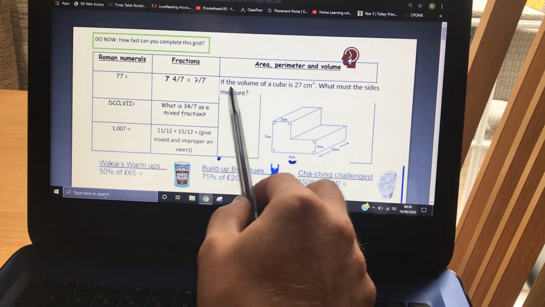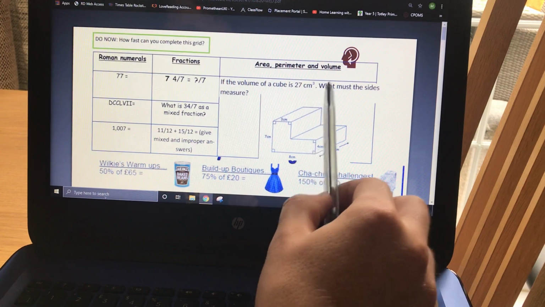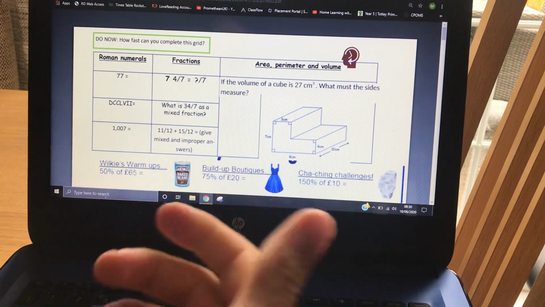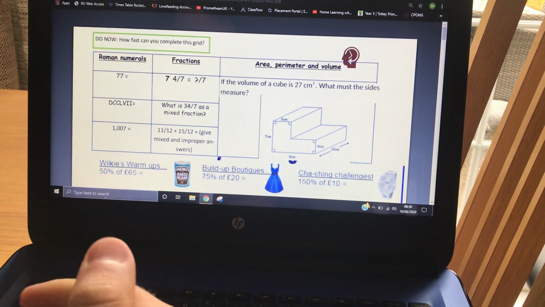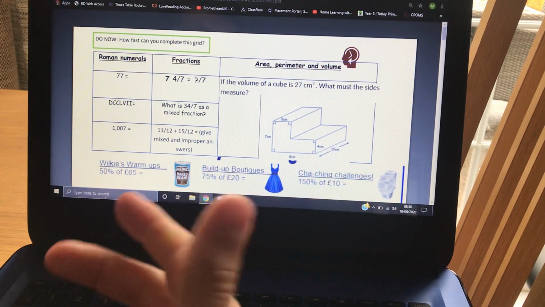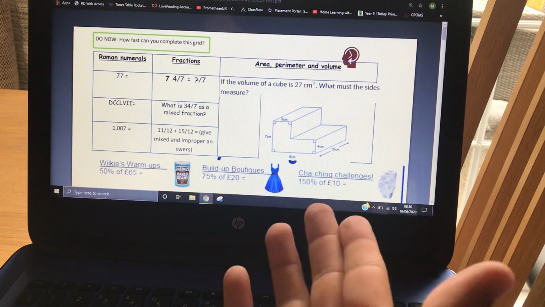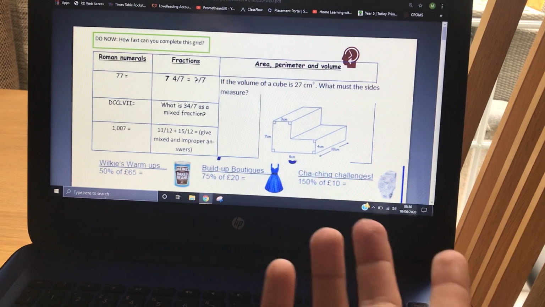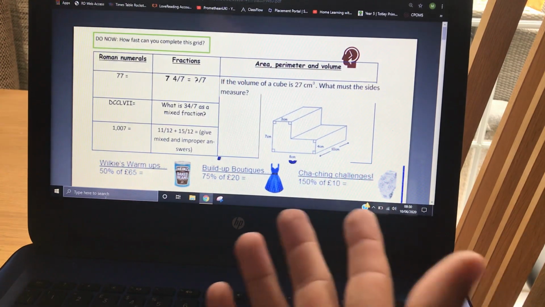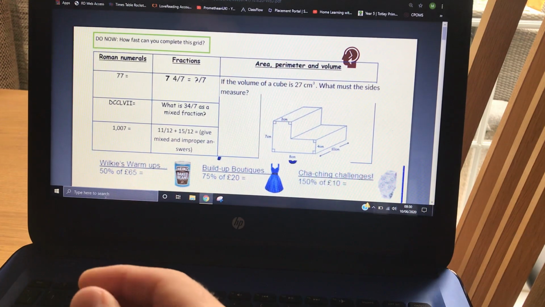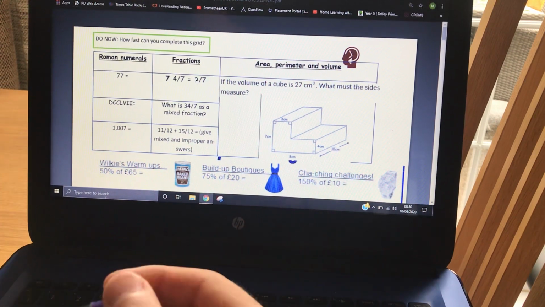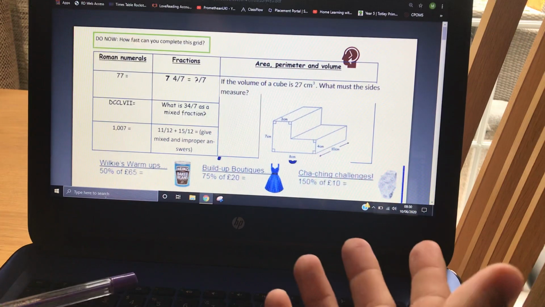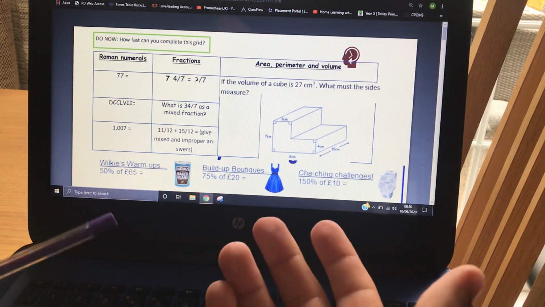Okay. So if the volume of a cube is 27 centimeters cubed, what must the sides measure? So you need to think of, well, we're thinking of our cube numbers here, aren't we? So something that is timed by itself 3 times, because the face of a cube is a square, and we know that the sides of squares are all the same. So we need the same number times by itself 3 times. So, for example, 2 times 2 is 4, times 2 is 8. It can't be that because we need to get to 27.